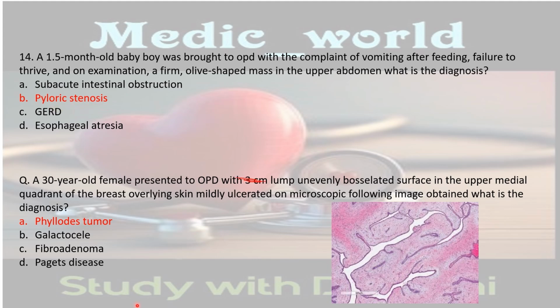A 30-year-old female presented to the OPD with a lump with unevenly lobulated surface in the upper medial quadrant of the breast, overlying skin mildly ulcerated. On microscopy the following image is obtained. What is the diagnosis? The diagnosis here is phyllodes tumor, by seeing the microscopic image, which is leaf-like.